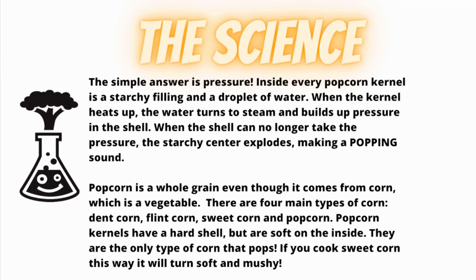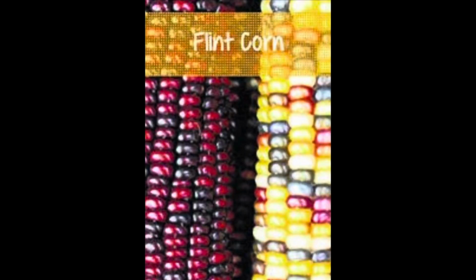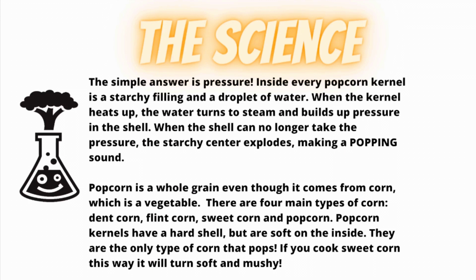Popcorn is a whole grain, even though it comes from corn, which we know is a vegetable. There are 4 main types of corn: dent corn, flint corn, sweet corn, and popcorn. Popcorn kernels have a hard shell, but are very soft on the inside.